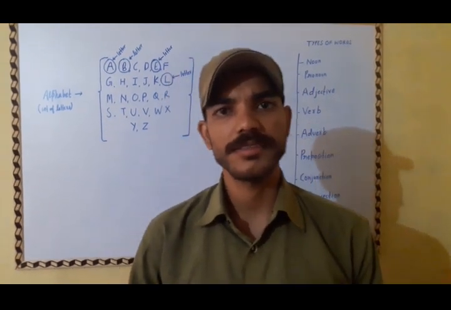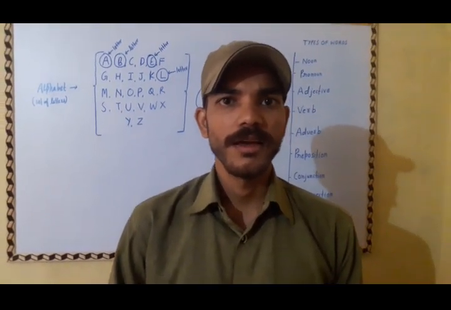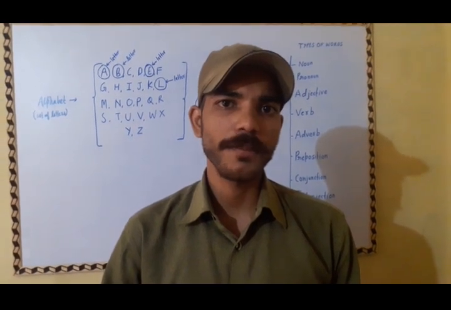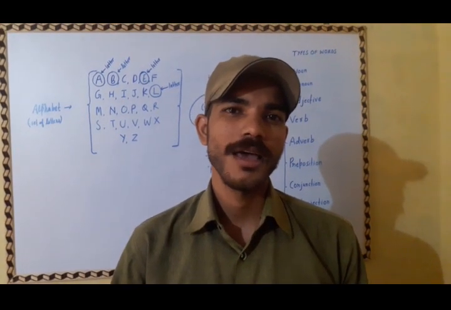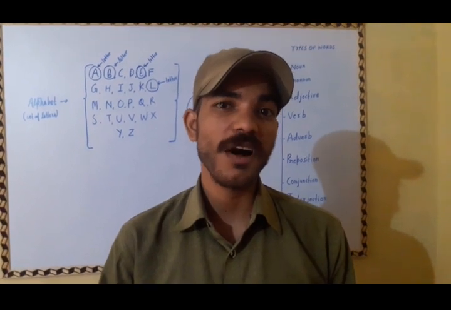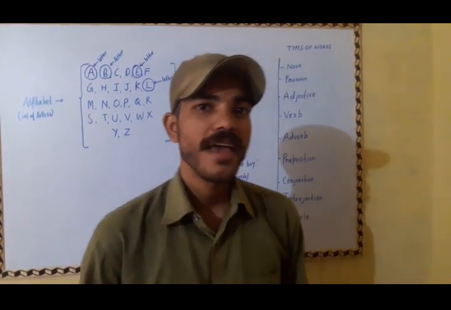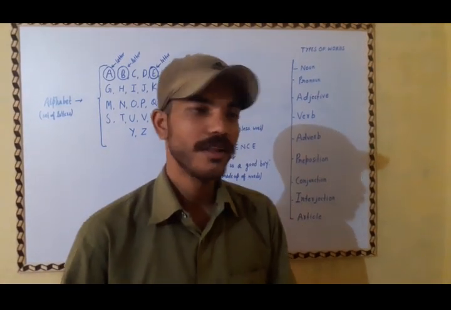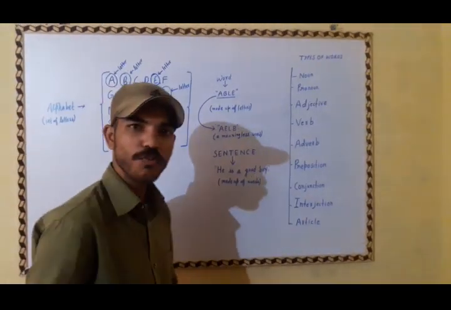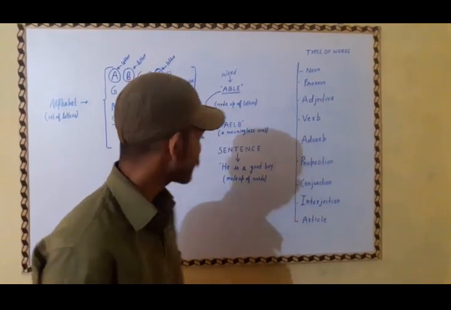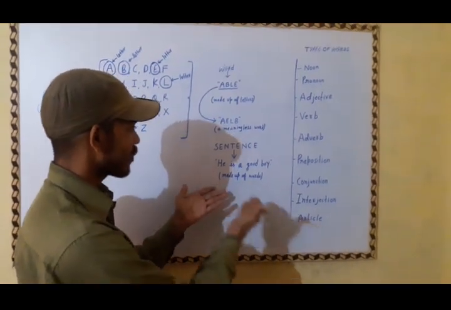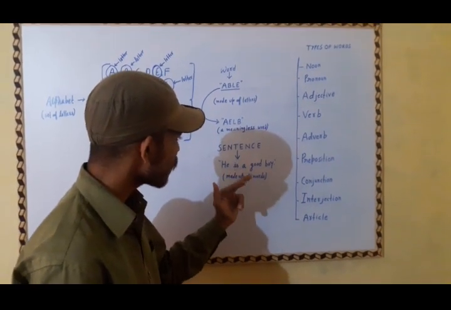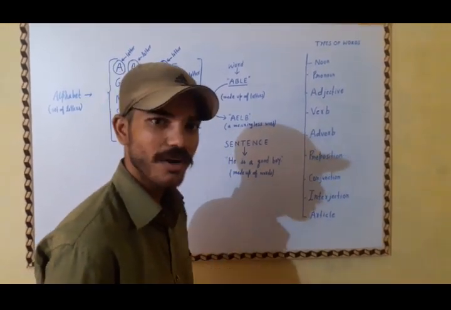What is a sentence? A sentence is made up of words. As words are made up of letters, in the same way, a sentence is made up of words. For example, this is a sentence: He is a good boy. This is made up of words. He is a word. Is is a word. A is a word. Good is a word, and boy is a word.